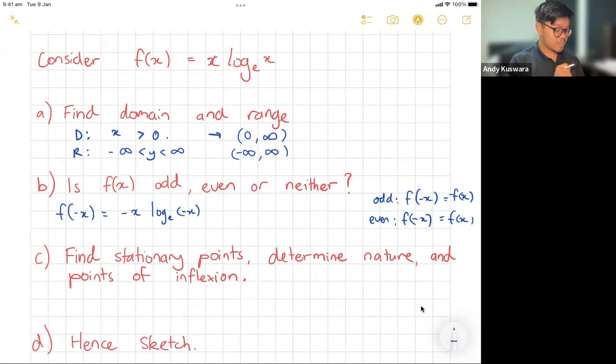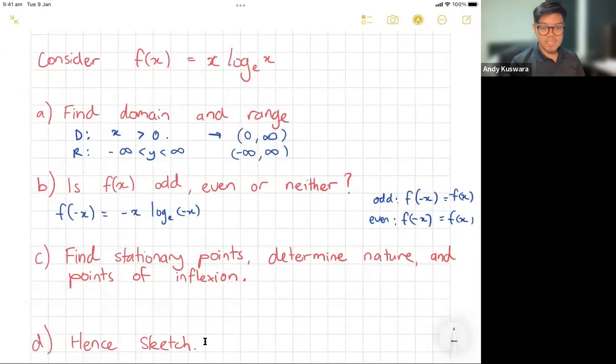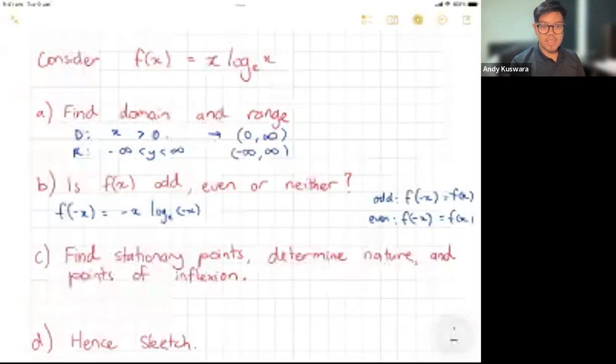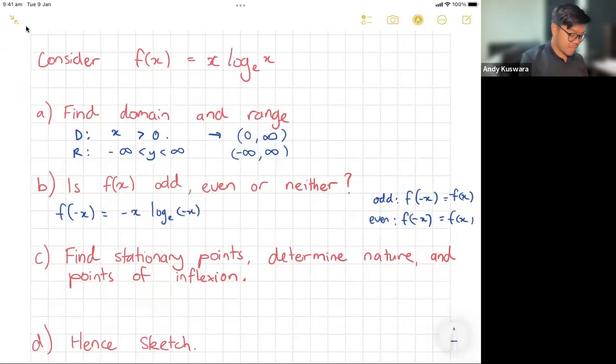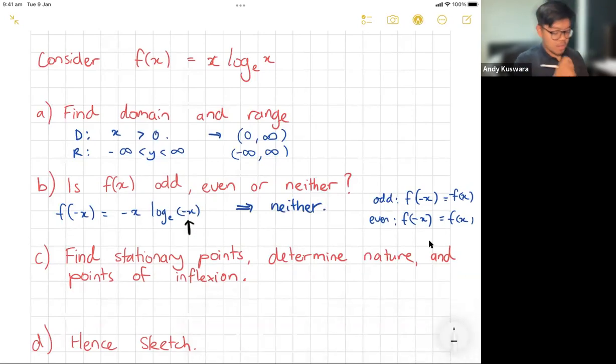And it doesn't look odd either, because it's not the negative version, because log e of x is not the same as log e of negative x. So in this case it's neither odd nor even. The part that makes it problematic is this part here. You can't have log e of a negative number, it doesn't work, so it's going to be undefined.